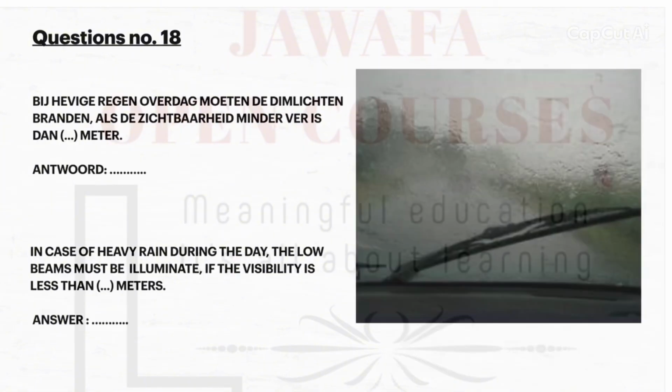Question number 18 is, if it's raining very heavily during the day, you should turn on your low beam if visibility is less than a certain number of meters. You need to answer how many meters visibility must be reduced during heavy daytime rain for you to switch on your low beam.